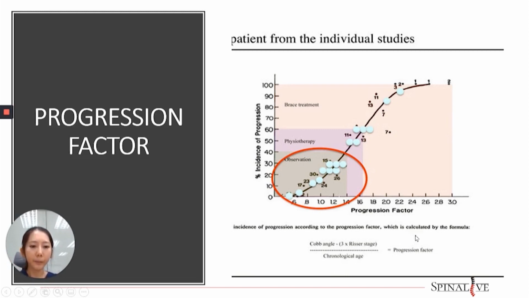So you will get the number over here, and let's say if you get a number of 0.6, this one would be an observation stage. If you get anything below 1.4, it will still be under observation stage. If it's something between 1.4 to 1.6, physiotherapy treatment would be recommended. Anything more than this range would be a combination of brace and intensive exercises.